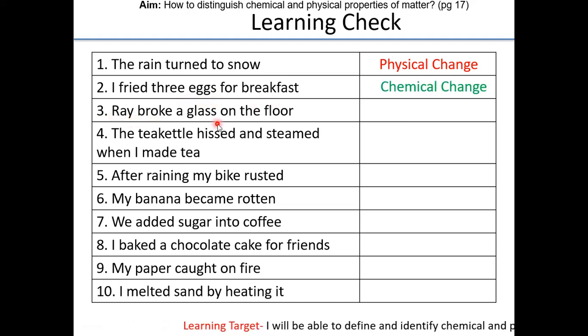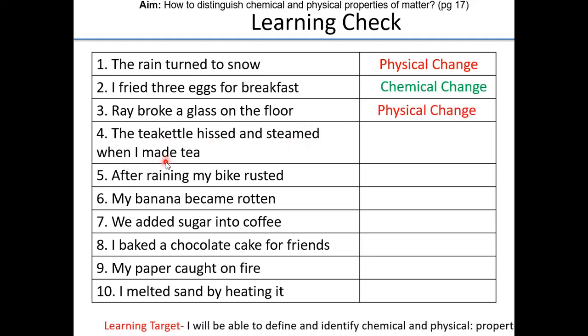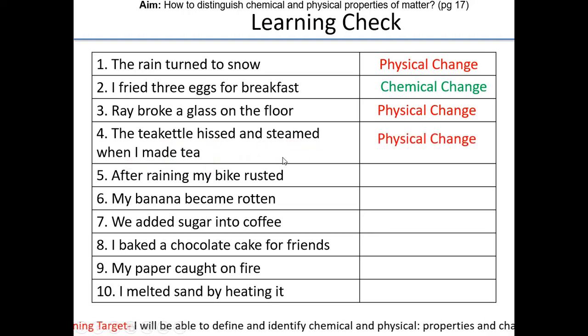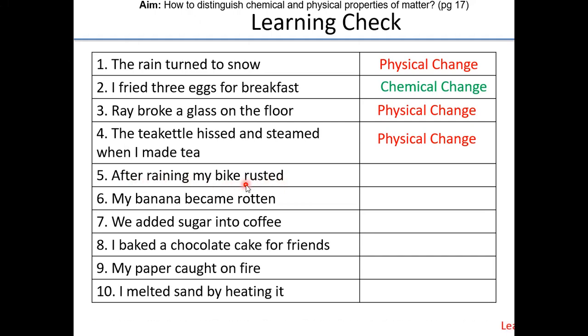Number 3. Ray broke glass on the floor. That is a physical change. Number 4. The tea kettle hissed and steamed when I made tea. Keyword steam, that is a physical change, a phase change basically. Number 5, after raining, my bike rusted. Keyword rust, that's a chemical change. Number 6. My banana became rotten. Rotting is a chemical change.